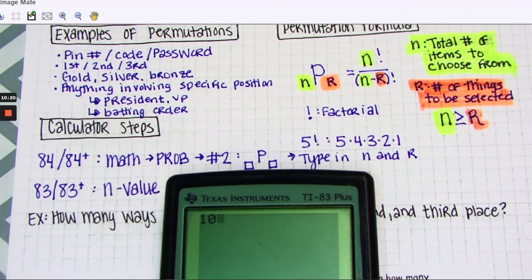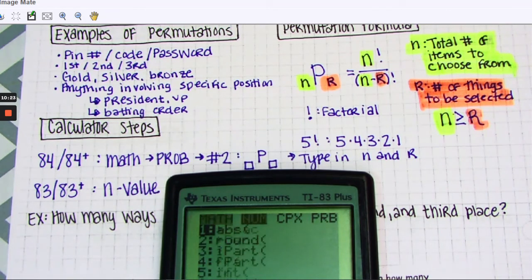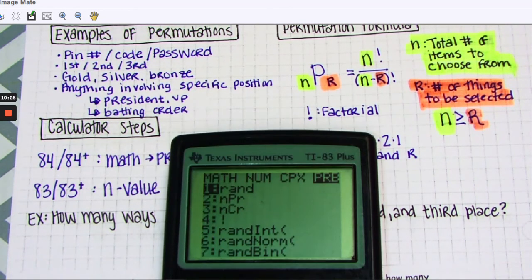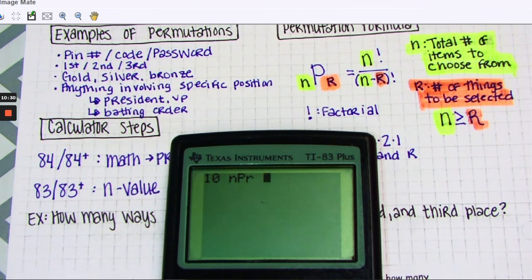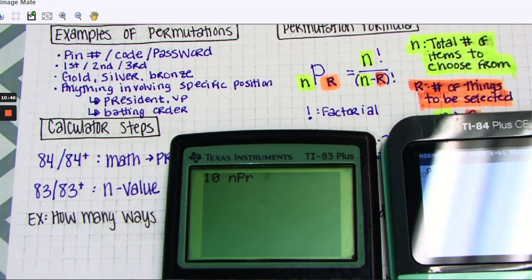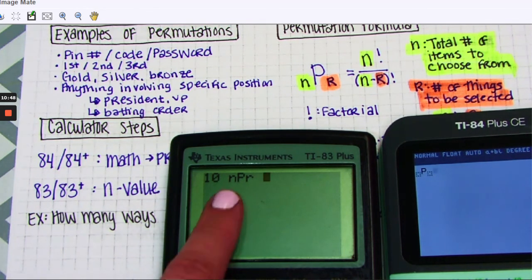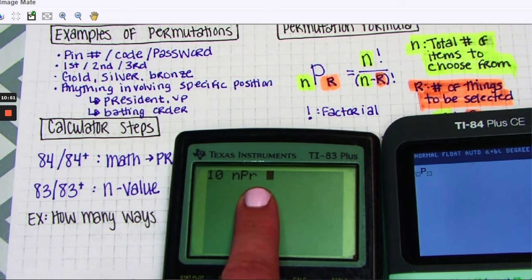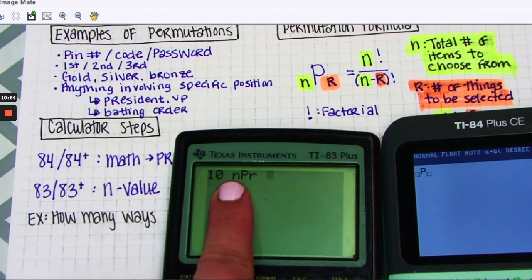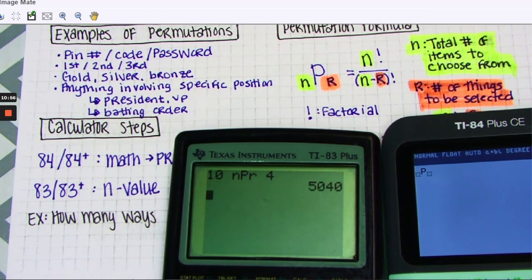Then you go to math, over to probability, and select option 2. So it is still option 2. However, now you're going to type in the value of R. The difference is in the way these calculators look: the newer ones will make it look like this, versus the older ones, which still have N and R, but it knows 10 is representing N and R is represented by 4. You still get the same answer, it just looks different.